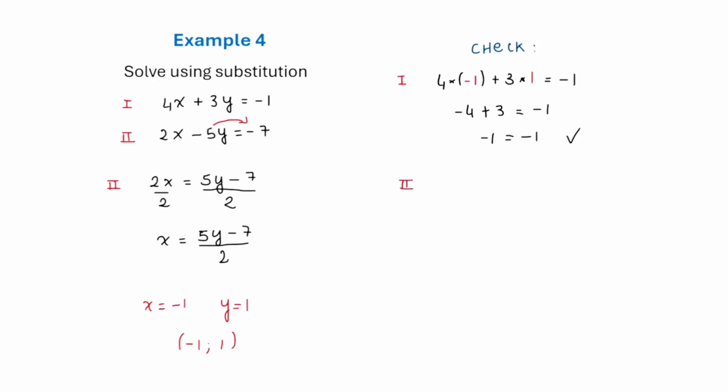Equation 2: 2 times negative 1 minus 5 times 1 is equal to negative 7. Negative 2 minus 5 is equal to negative 7. Negative 7 is equal to negative 7. So the second equation is also satisfied. Both equations are satisfied, so the solution is correct.